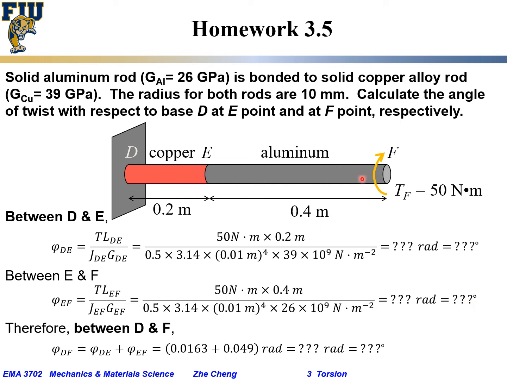Finally, the angle of twist for the F side with respect to D will just be phi DF, which is phi DE plus phi EF, and you get the answer. Okay.